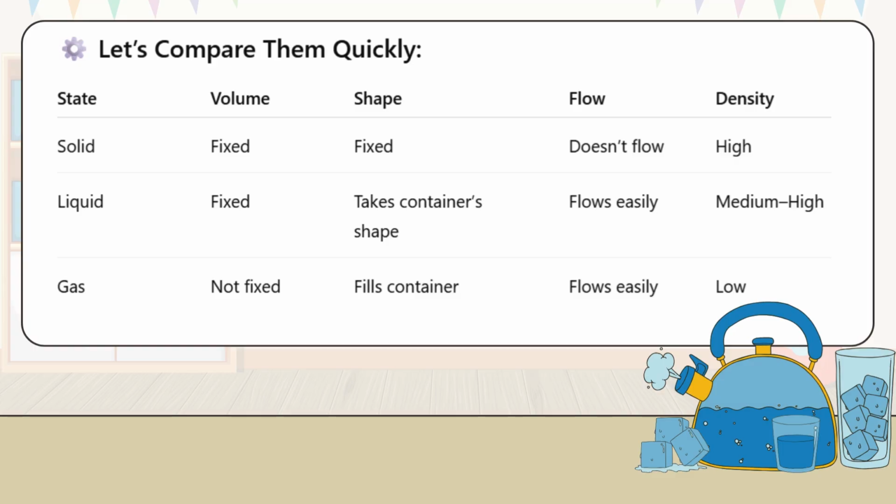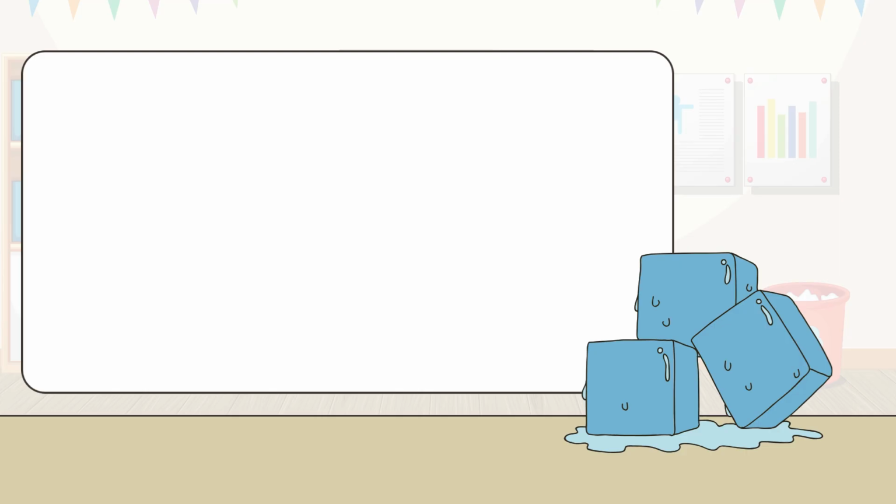Next, let's compare them quickly. Solid, the volume is fixed, shape is fixed, flow, nope, density high. Liquids, volume fixed, shape takes the shape of the container, flow easily, density medium to high. Gas, volume not fixed, shape not fixed, fills the container, flows easily, and density very low because the gas particles are far apart, so they have lots of empty space between them.